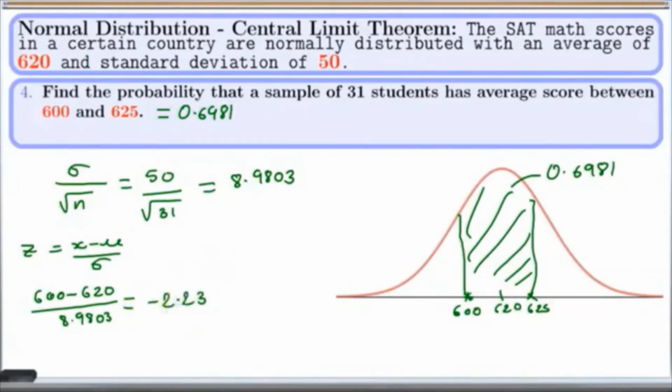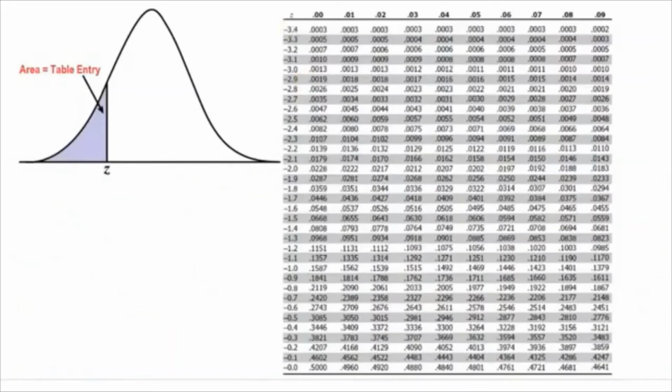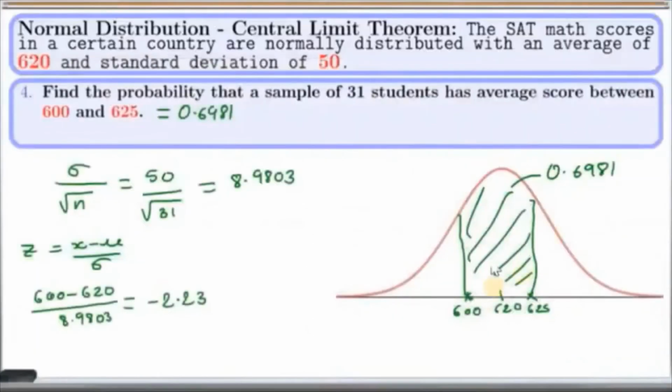Now we need to look up in the table to find the area for this z-score. So let me pull up my table on the screen. So now we'll be looking at the row of negative 2.2, which is this row, and we'll be looking at this column here. So basically this number here, which is 0.0129, is the area to the left of 600. So let me put that down here. So this area is 0.0129.